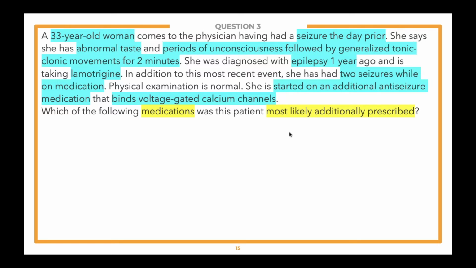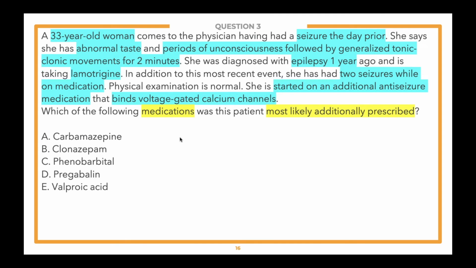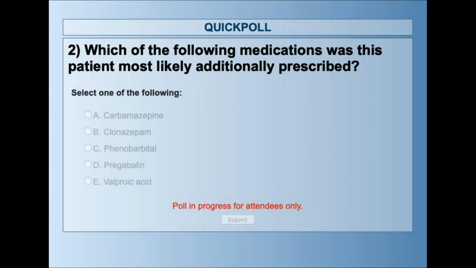So let's go ahead and let's take a look at those answer choices. Once again, we're going to start at the bottom and work our way up to the top. Answer choice E, valproic acid. D, pregabalin. C, phenobarbital. B, clonazepam. And A, carbamazepine. So we're going to go ahead and open up that poll. Go ahead and select what you think is the best answer here, and we'll talk about it in just a few seconds. Well, thank you, Boris. The poll is open. Once again, we're going to wait until about 2/3 of you have responded before moving on.